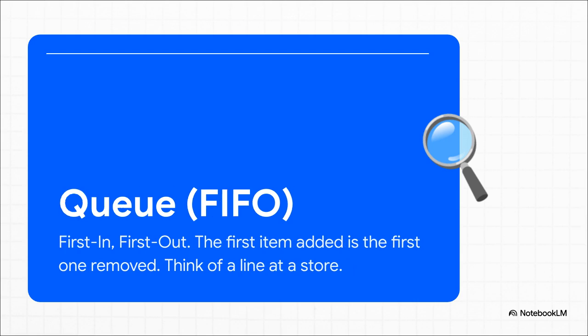Now, the complete opposite of a stack is a queue. It's first in, first out. You know this one. It's just a line at the grocery store. The first person to get in line is the first person to check out. It's perfect for managing things that need to be done in order, like a bunch of print jobs.